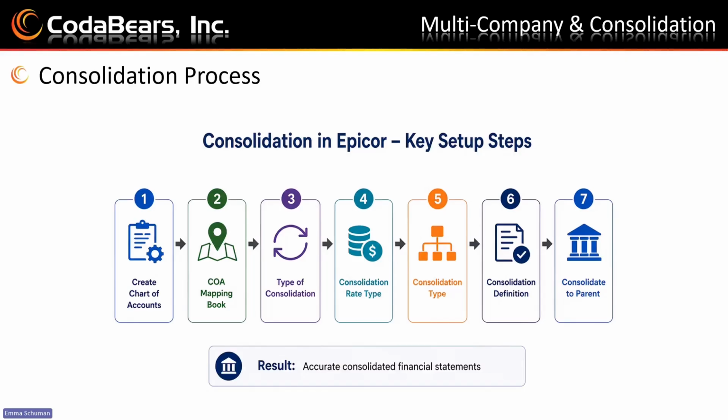Step 3, type of consolidation, is important here because we need to set up the book so that we can link it to the COA that we just created in step 1. So determine whether you are going to need an intermediate book or you're going to book your consolidation straight to the consolidated book. Then you'll set up 4, 5, and 6, just like mentioned in the previous slide. And then you'll finish the consolidation process with consolidate to parent.